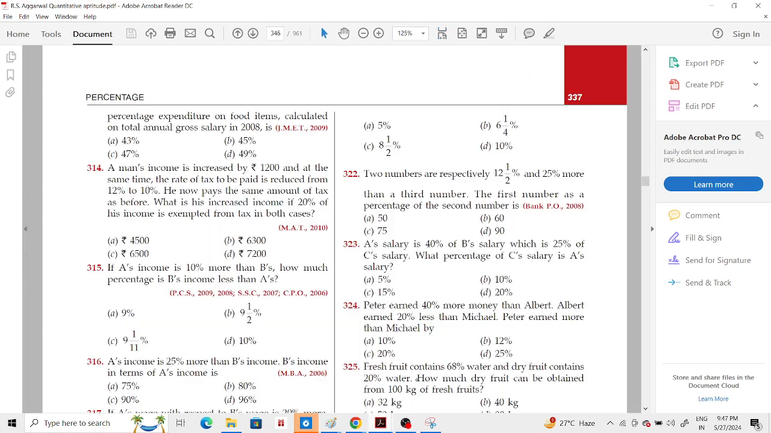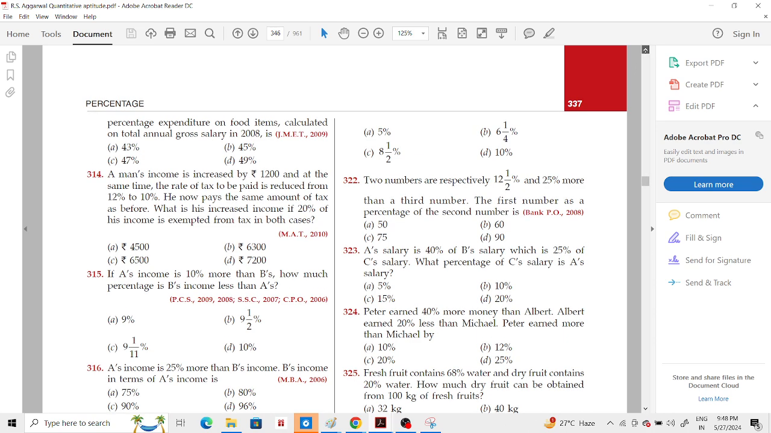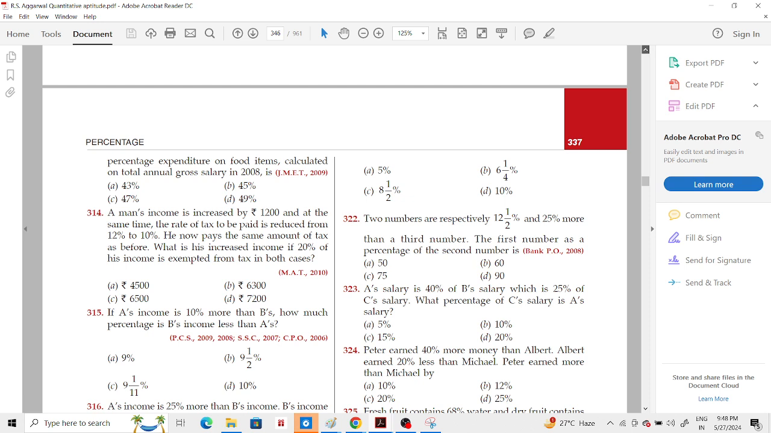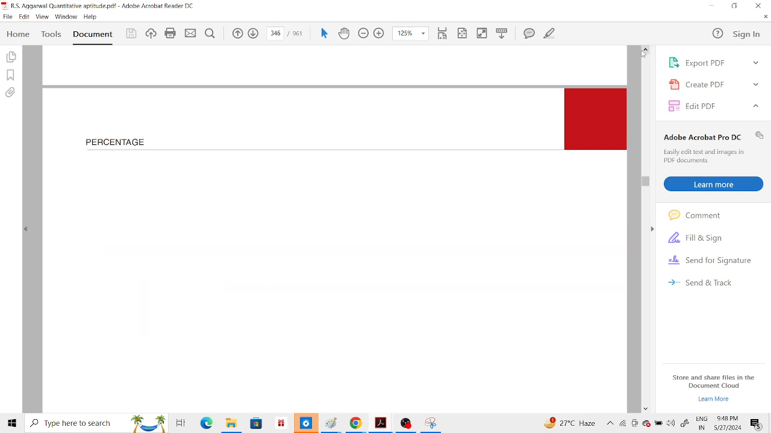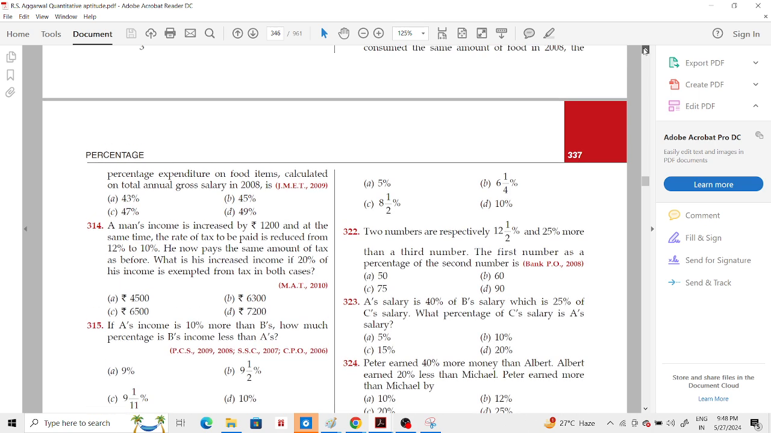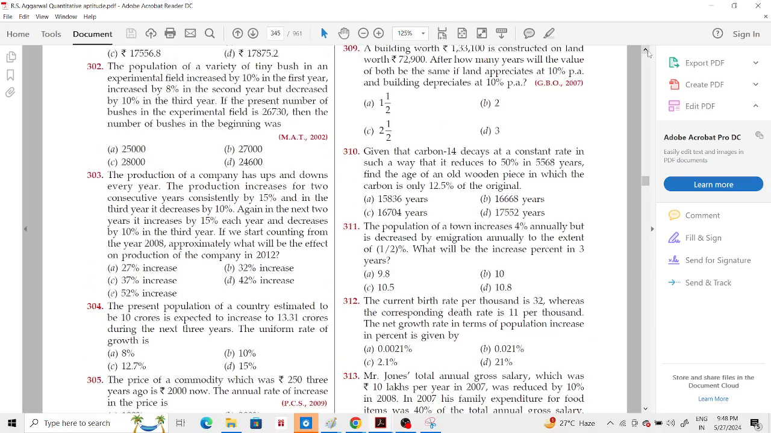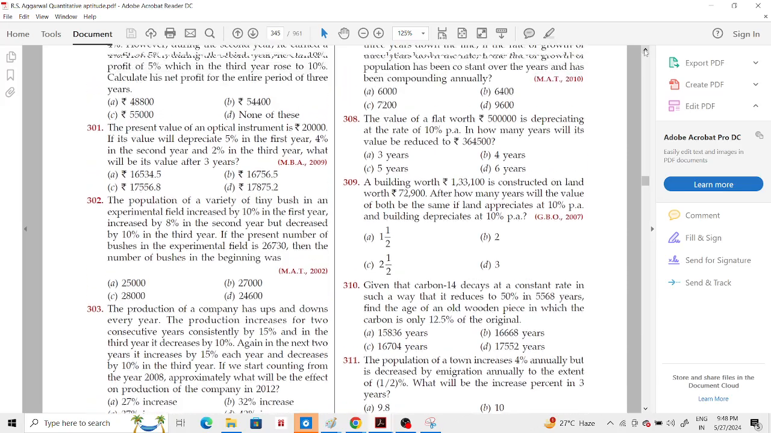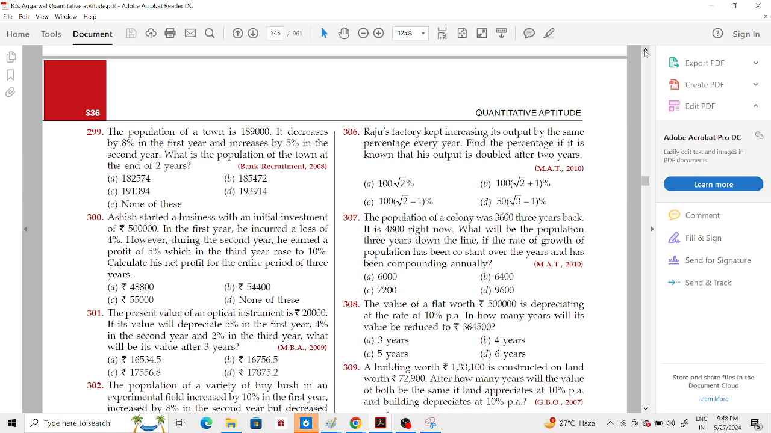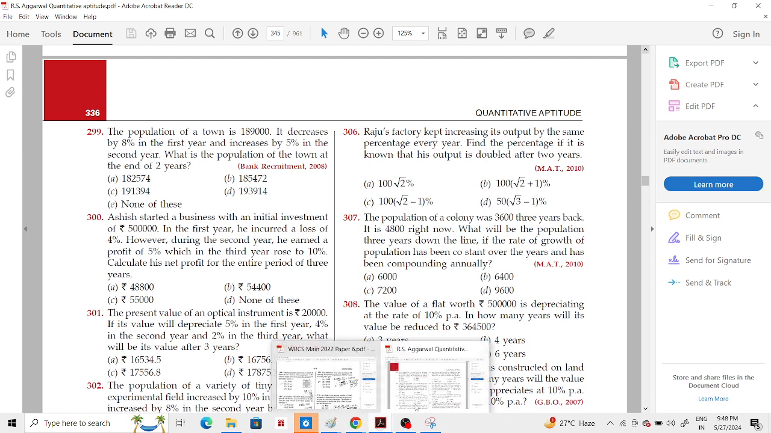So for now, you can try question number 307. I have sent it. Try out number 307 and 6. I have sent it in the group. Let me go back to Supratim.